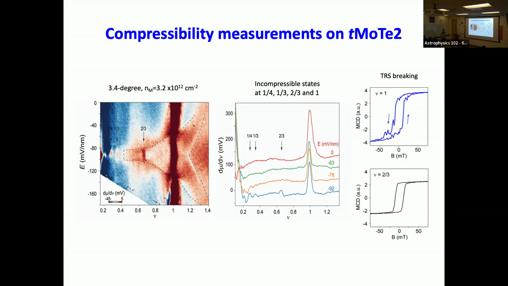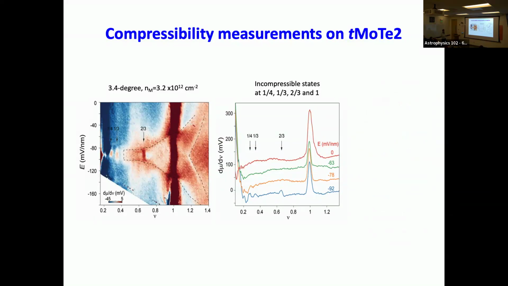Yeah, I also have a question. If I look at this plot at large displacement field, I think I see a dμ/dν step at 2/3. Is that signal? Actually, this is zero electric field. Because the structure, if you have a sensor on one layer, is actually not really making the true zero field at really zero.